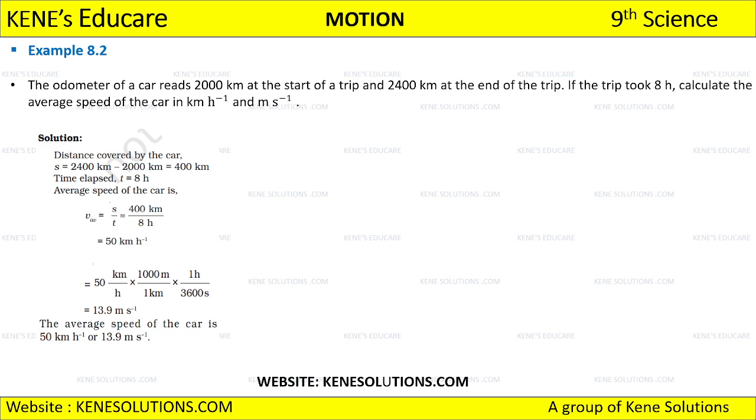I hope every one of you is going through the example. Now, I hope every one of you has understood how to convert kilometer per hour to meter per second, and how to actually calculate the average speed of the car.